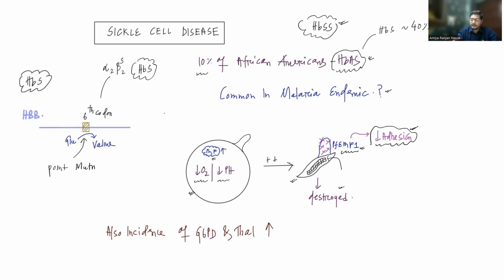So that is why patients who have sickle cell trait or disease have a selective advantage over others. That is why this condition is much more common in areas where malaria is endemic.